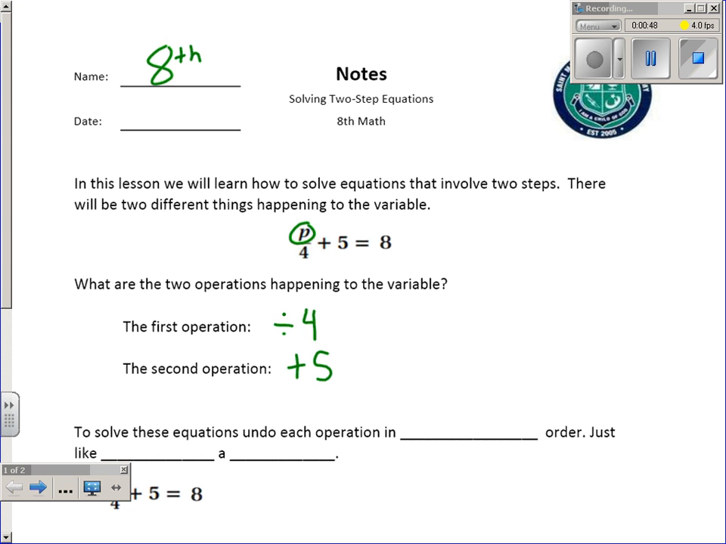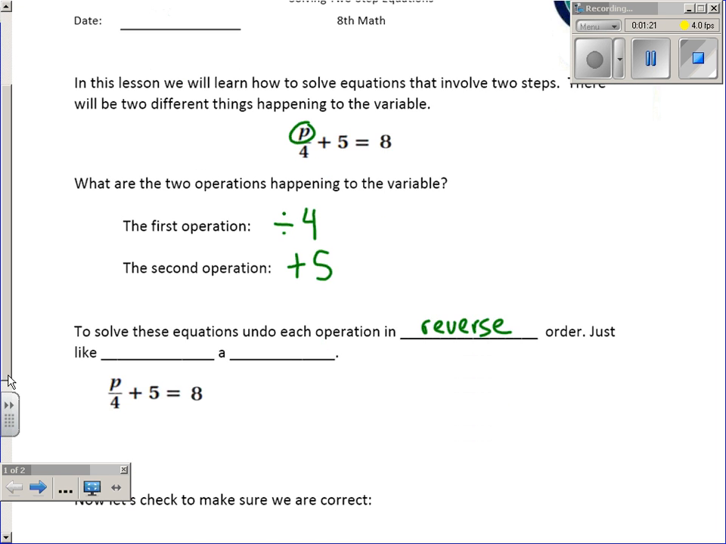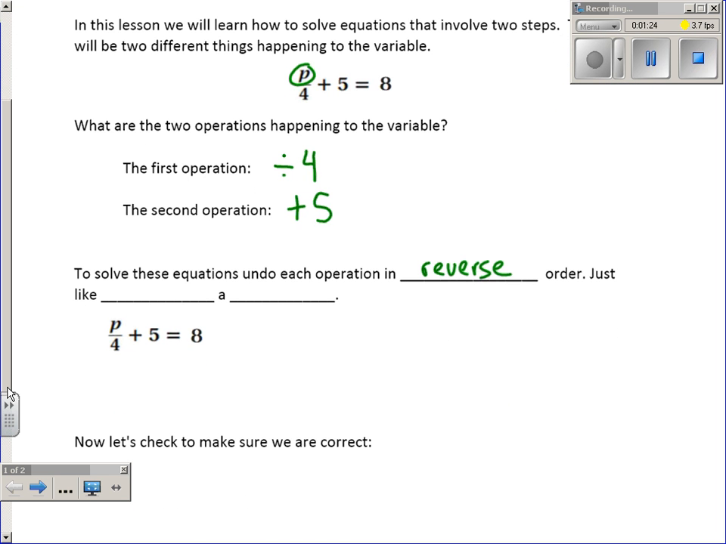Now when we're talking about getting this variable alone, we're going to undo the operations that are with it, make them go away. However, because we're trying to unwrap this, you start on the outside level. So we start with the operation that's furthest away, and we're going to undo those operations in reverse order. So this means we would undo the addition first, because that's the second operation that's happening. You can think about this just like we're unwrapping the present.